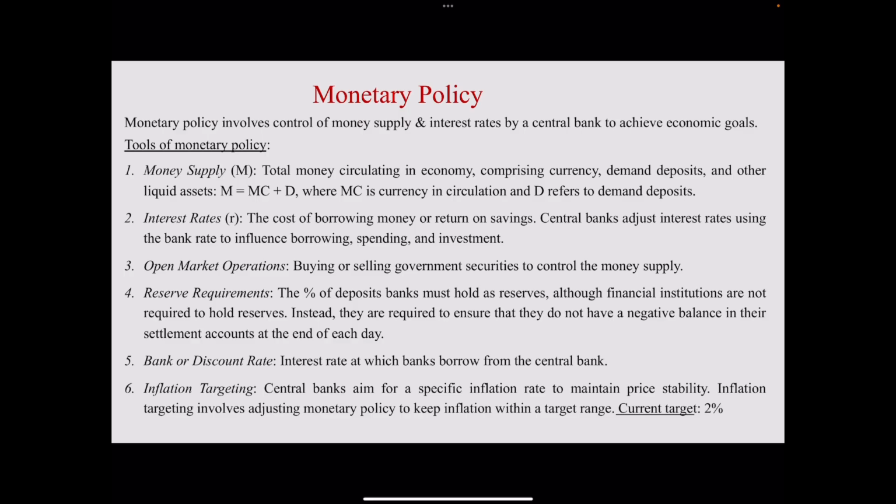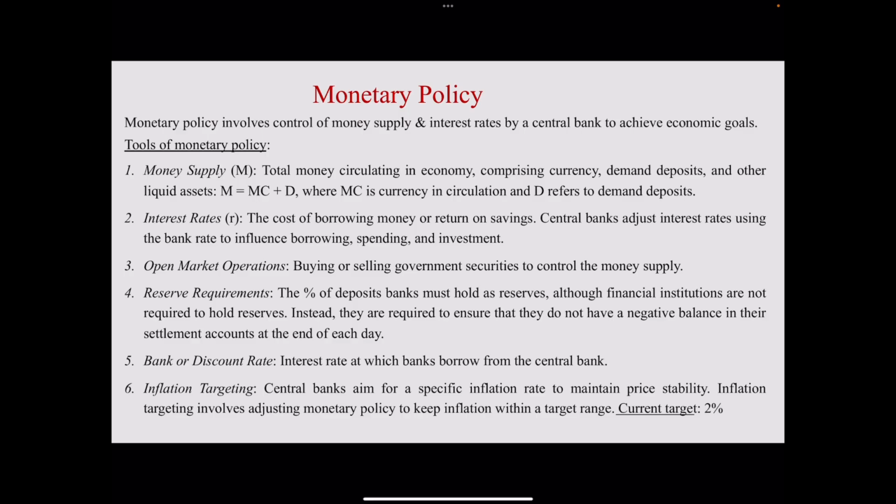The fifth tool of monetary policy is the bank or the discount rate. It's the interest rate at which banks can borrow from the central bank. And finally, there's inflation targeting. Central banks aim for a specific inflation rate to maintain price stability. Inflation targeting involves adjusting monetary policy to keep inflation within a target range. Currently, that target range is about 2%, and this is what we always anticipate.